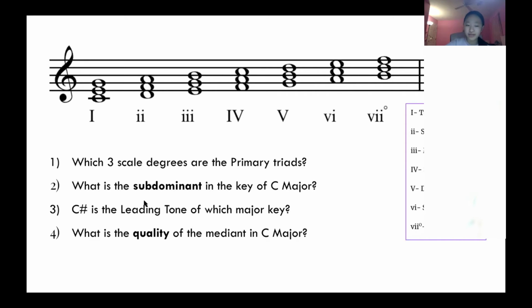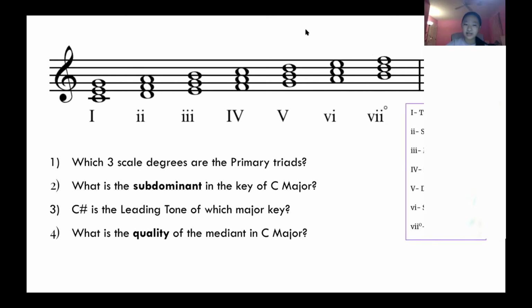Okay, third question may be a little bit harder. So C sharp is the leading tone of which major key? And if we look over on the right, we know that the leading tone is the 7th note. So basically this question is asking which scale is C sharp the 7th note of? D major? Very good. C sharp is the 7th note of D major.